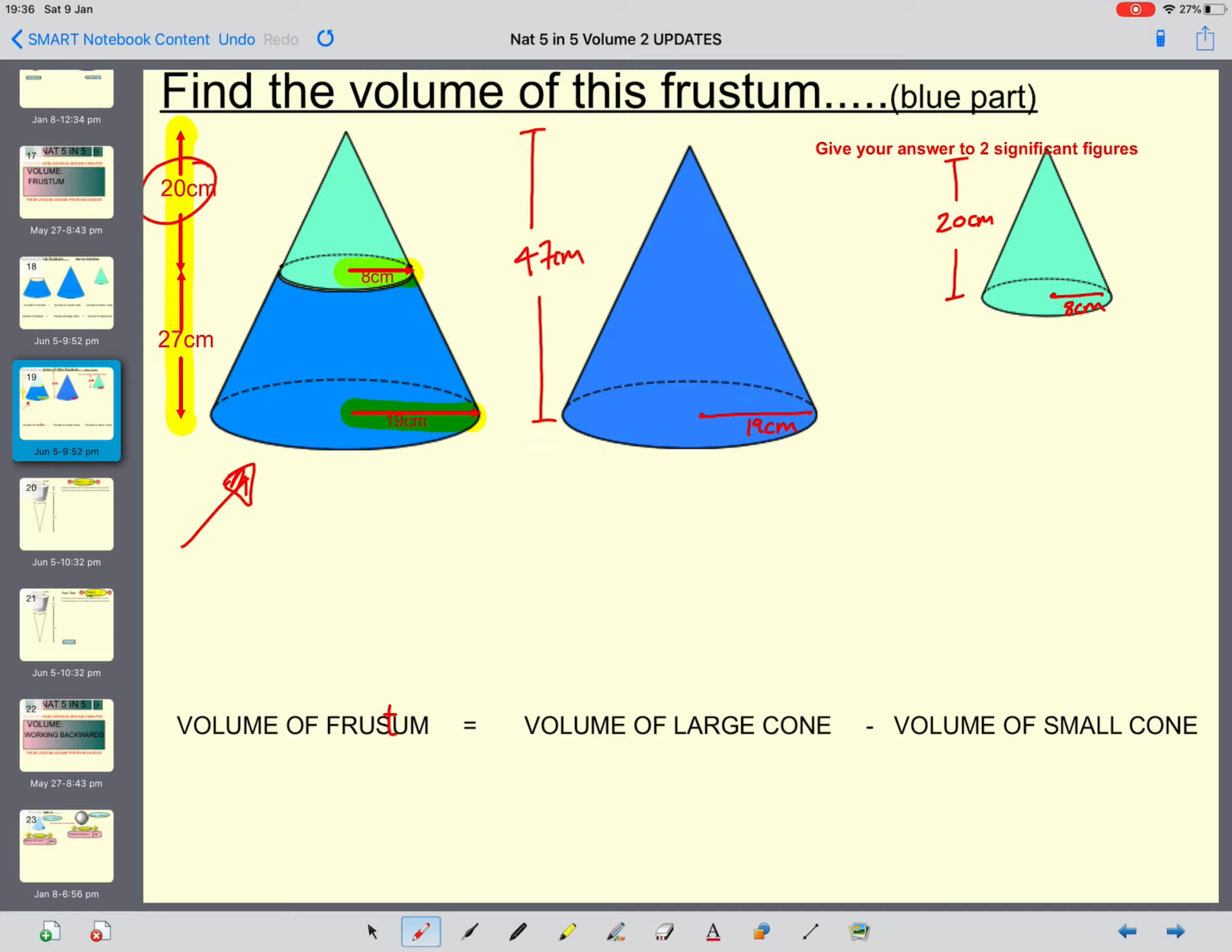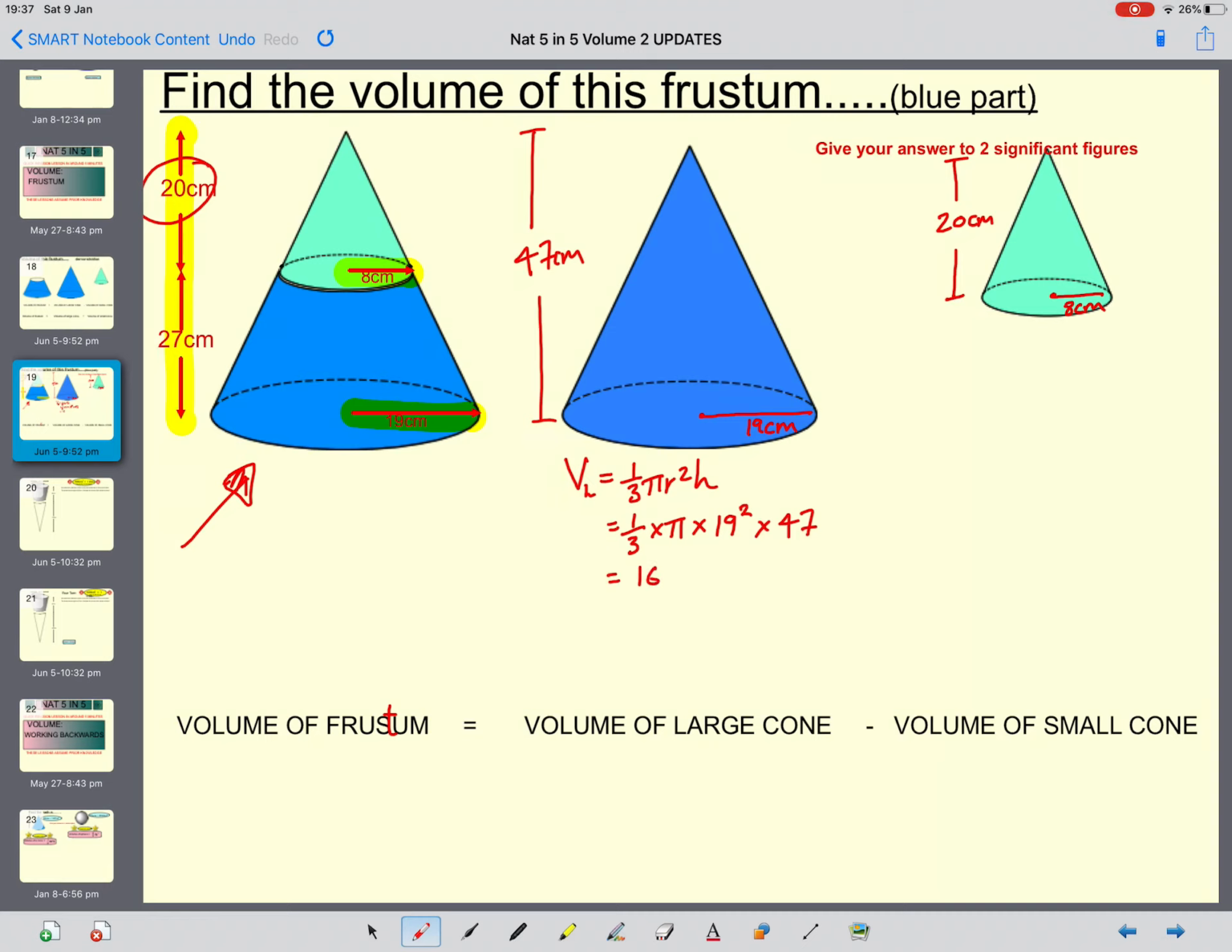Okay, so you're given the formula for the volume of a cone in your exam. So I'm going to write volume L, which means volume of large cone, which is a third pi r squared h. And then you're going to plug everything in. A third multiplied by pi, multiplied by the radius, which is 19 squared, multiplied by the height, which is 47. And that should give you an answer.